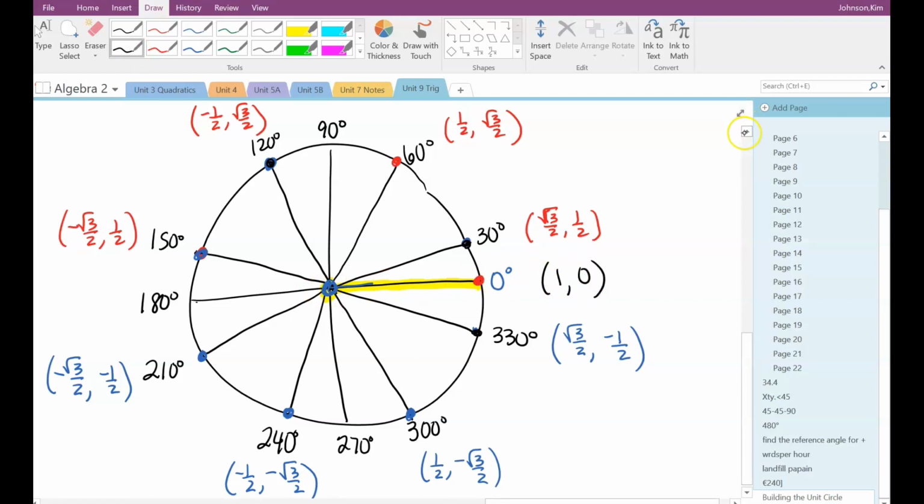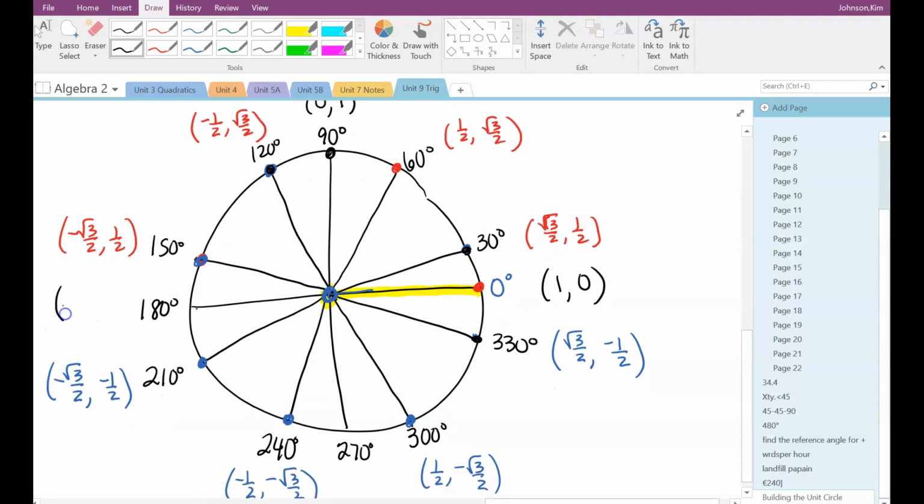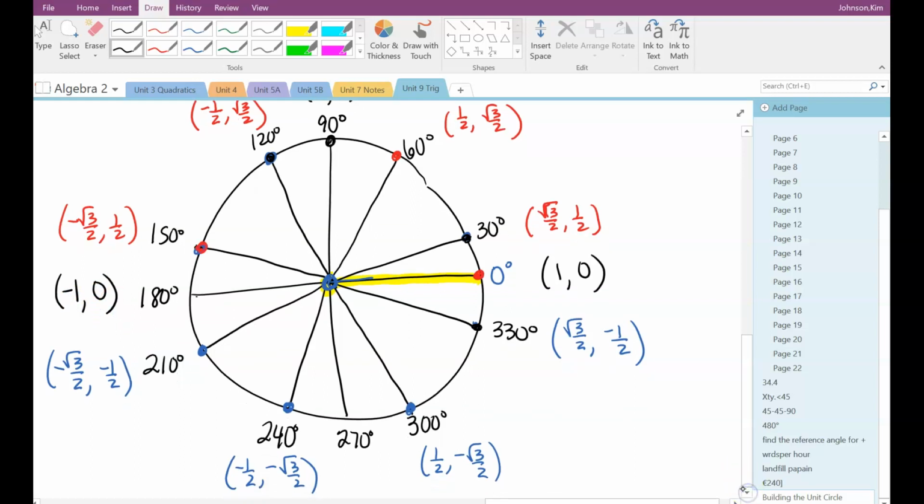To get to the 90 degrees, I go left or right none, and I go straight up 1. To get to 180, I go straight left 1 and up or down none. To get to 270, I go left or right none and down 1.